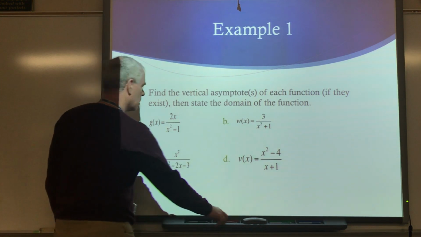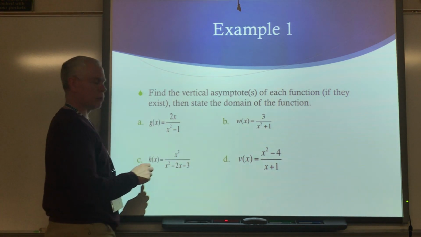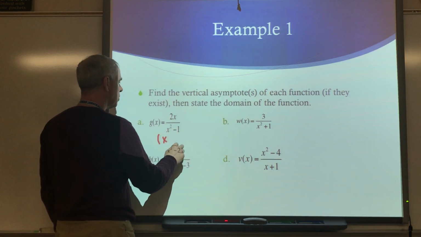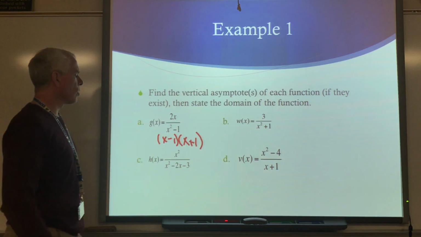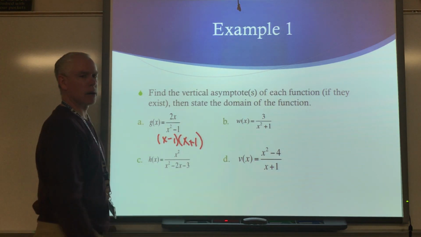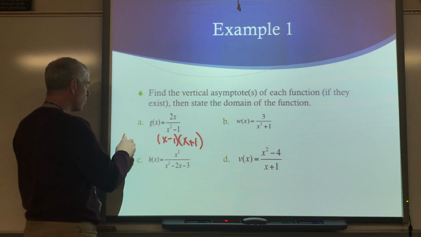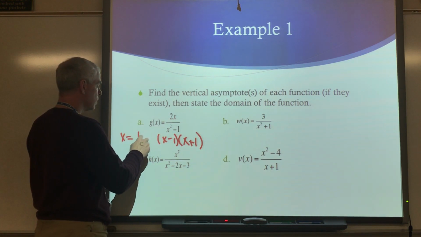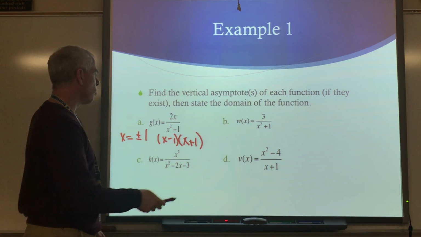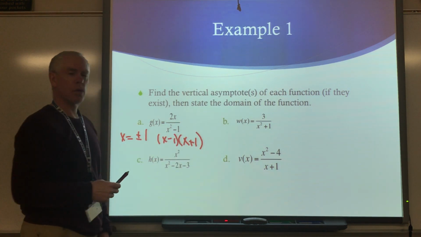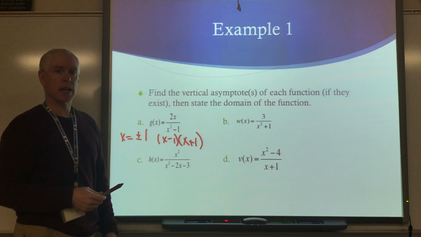So down here, x squared minus 1 on the bottom, that factors to x minus 1, x plus 1. So your vertical asymptotes make the bottom 0. My vertical asymptotes are at x equals plus and minus 1. And so my domain is going to be all real numbers except for positive and negative 1.